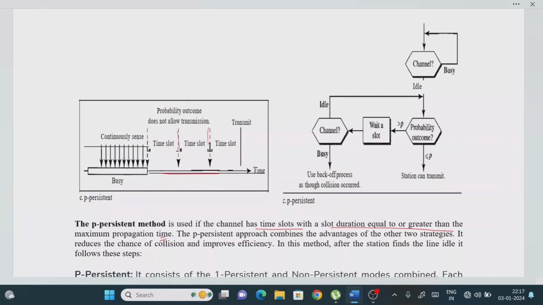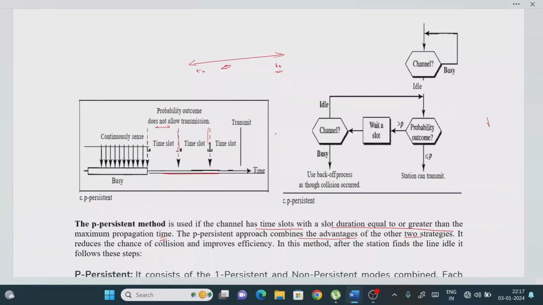What is the maximum propagation time? The amount of time it takes to send the frame from the transmitter to the receiver is nothing but the propagation time, right? So each time interval will be said to have a duration greater than the propagation time. The p-persistent approach combines the advantages of the other two strategies, right?